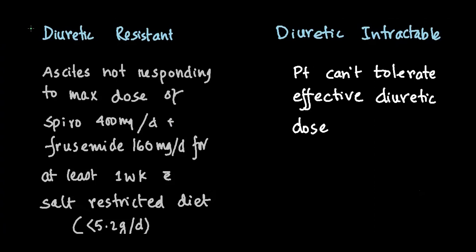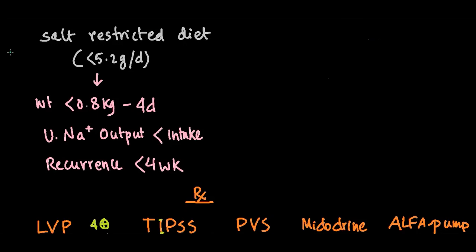Diuretic resistant ascites is an ascites where you give the maximum dose of diuretics, but the ascites still is not mobilized. And the diuretics should be given for at least 1 week with a salt restricted diet where salt is less than 5.2 grams per day. And what is the maximum dose of diuretics? The maximum dose is Spiro for 400 milligrams per day and furosemide 160 milligrams per day. And this is defined as a decrease in weight less than 800 grams over a 4-day period.